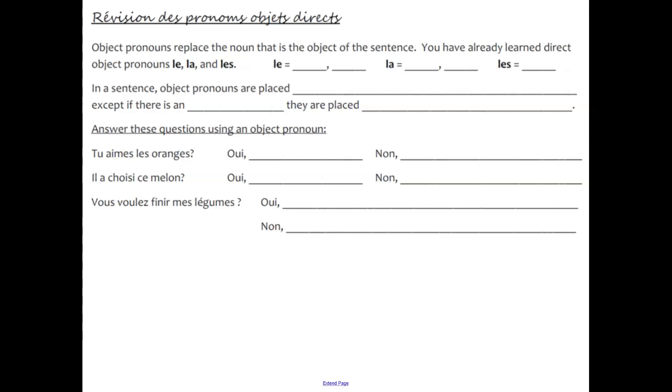And remember, we said that an object of the sentence doesn't necessarily have to be an object. It can be a person, but it's whoever or whatever the action happens to. And so we learned 3 direct object pronouns. They are le, la, les. So take a second and think about what those 3 words mean.